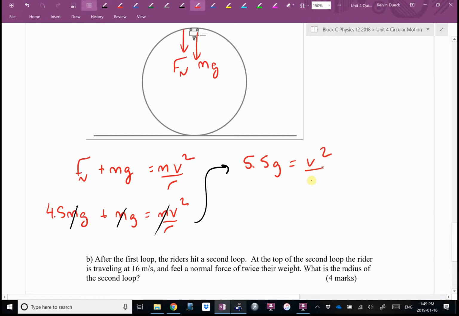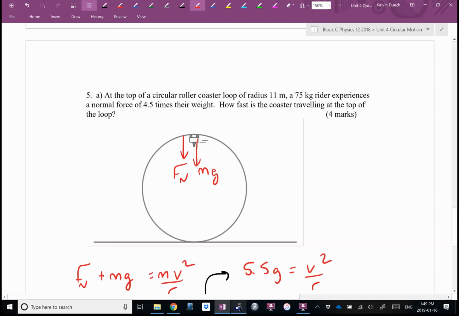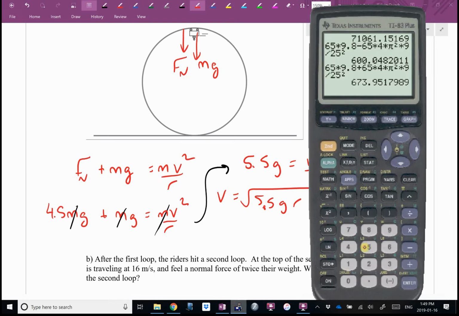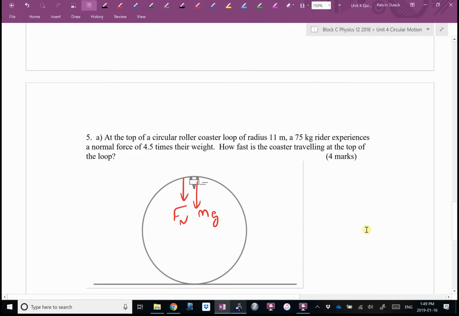Equals V squared over R. And now they want me to find V? Yeah, the V by itself. It's going to be times by r. I notice I am going to get a square root of GR and other stuff, but as soon as I saw that, I smiled and said, oh, hello, familiar friend. I'll bet you I'm on the right track. 5.5 GR. So I said, okay, forgot the decimal. 5.5 times 9.8 times, what was the radius of this? 11?